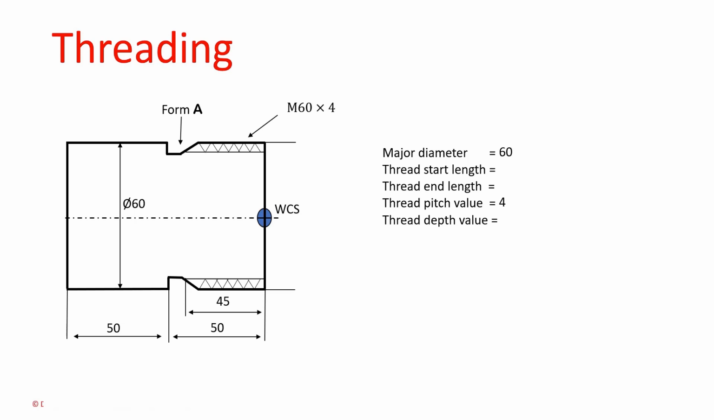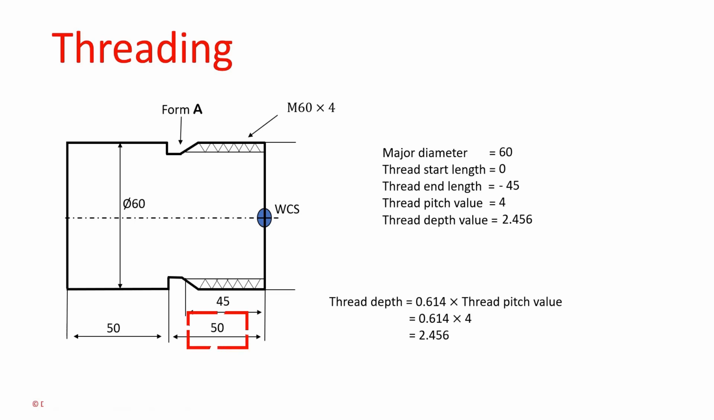The ISO standards have one formula for thread depth calculation. That is, thread depth equals 0.614 times the pitch value. 0.614 times 4 equals 2.456. It is the thread depth value. Our thread is starting from 0, and the thread ending length is -45. Next, one more value is required for the undercut, that is the undercut end length value. That value is -50. This is our WCS for the threading operation. Here, X is 0 and Z is 0.